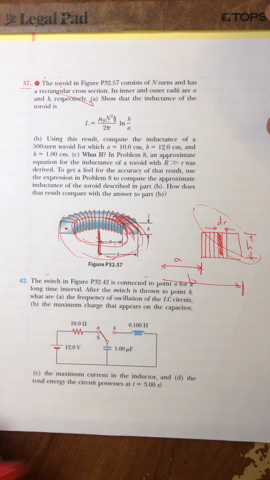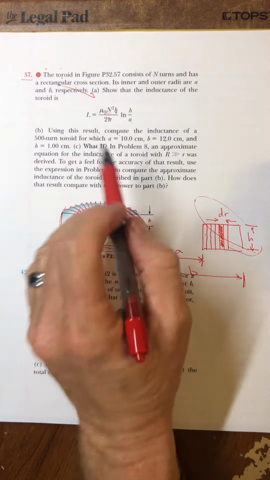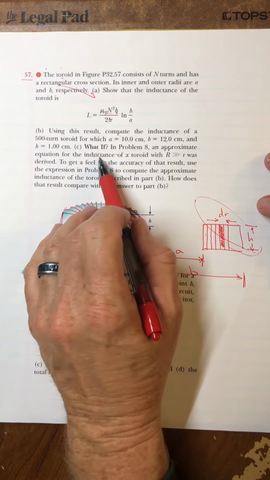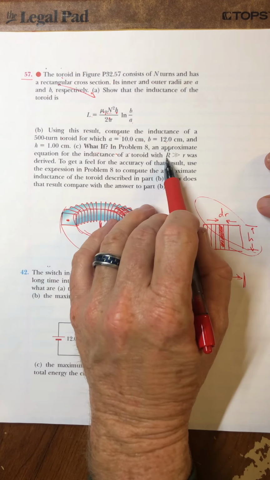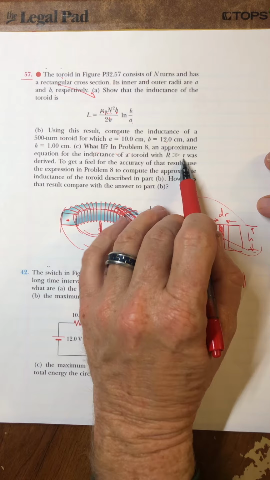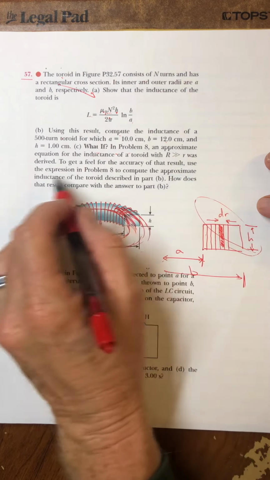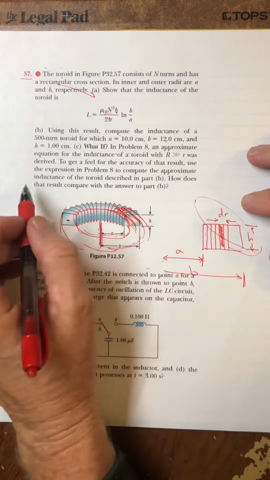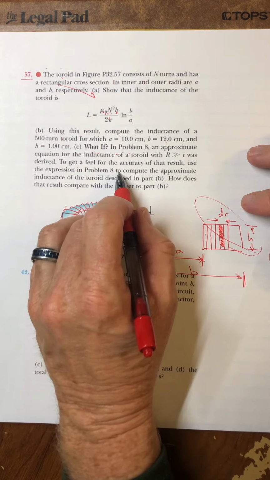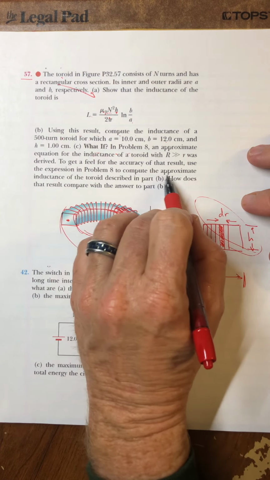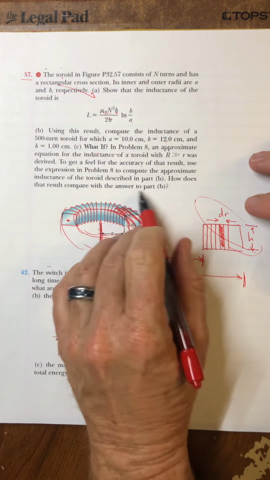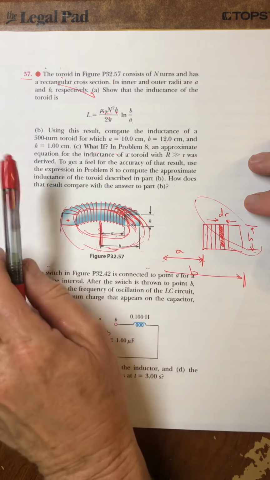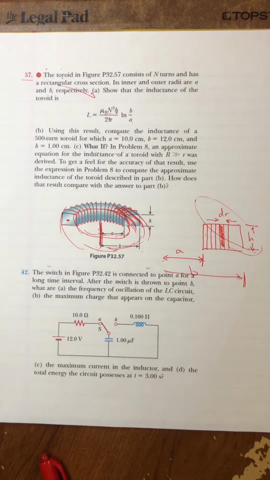Now let's look at C. I started to look at C, and it kind of didn't make sense. It says, what if, in problem 8, an approximation equation for the inductance of a toroid when R was much greater than little r was derived. To get a feel for the accuracy of this result, use the expression in 8 to compute the approximate inductance of the toroid described in B. How does this result compare to what you got in B?